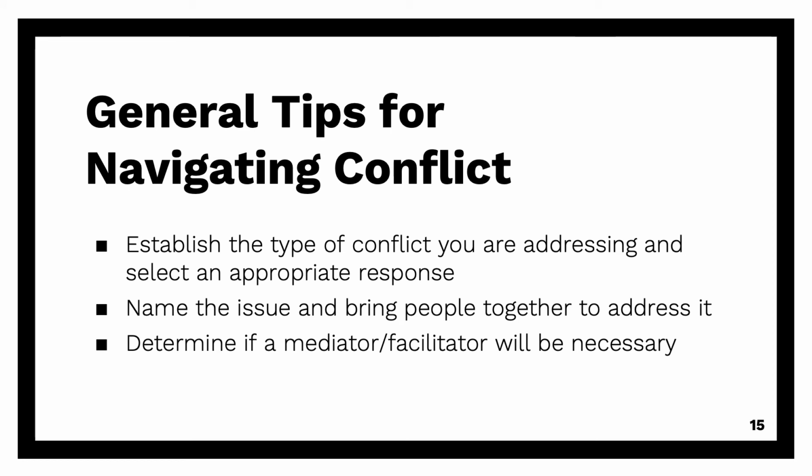The first tip is to establish the type of conflict you are addressing and select an appropriate mediation strategy. Naming the conflict and acknowledging its existence is the first step in addressing the problem. From there, determine what type of conflict you are experiencing using the conflict wheel and identify some ways to approach the conflict. After that, you'll need to gather key stakeholders to discuss the issue.